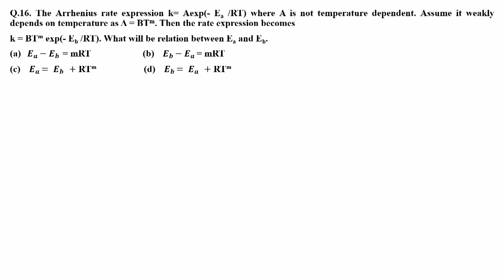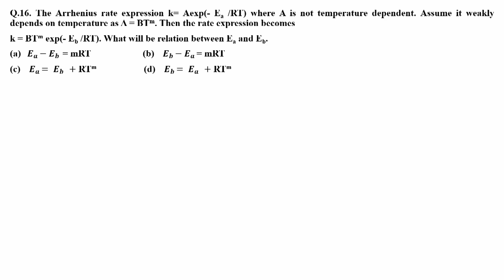It says the Arrhenius rate expression is K equals A e to the minus Ea by RT, where A is not temperature dependent. Assume it weakly depends on temperature, as A equals B times T to the M. Then the rate expression becomes K equals B T to the M e to the minus Eb by RT. What will be the relation between Ea and Eb?